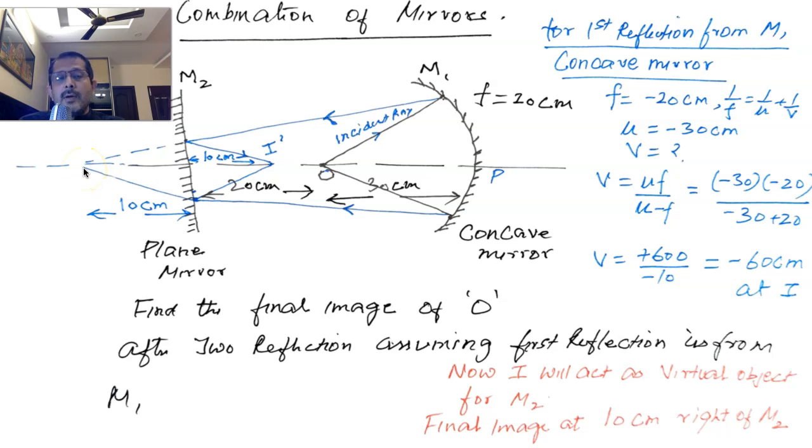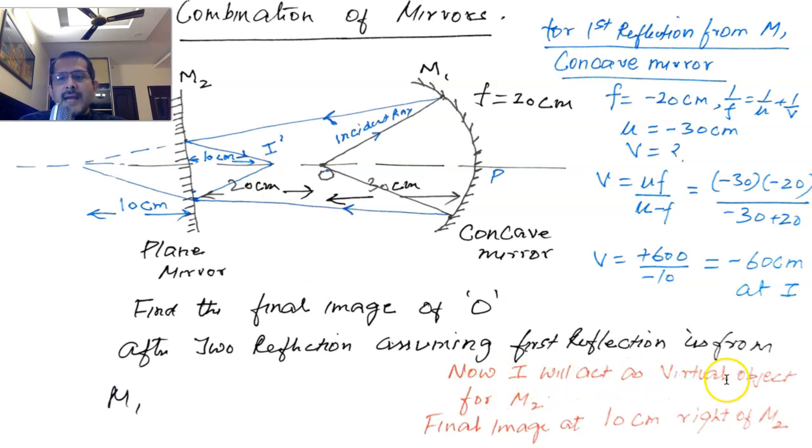Now this image would form a virtual object for this mirror. This distance is 10 centimeter. As we have read for the plane mirror, whatever the perpendicular distance from the mirror, it is the same on the other side. So if this is 10, this is also 10. So the final image would be formed here, and this would be the answer. That is what I have tried to cover.